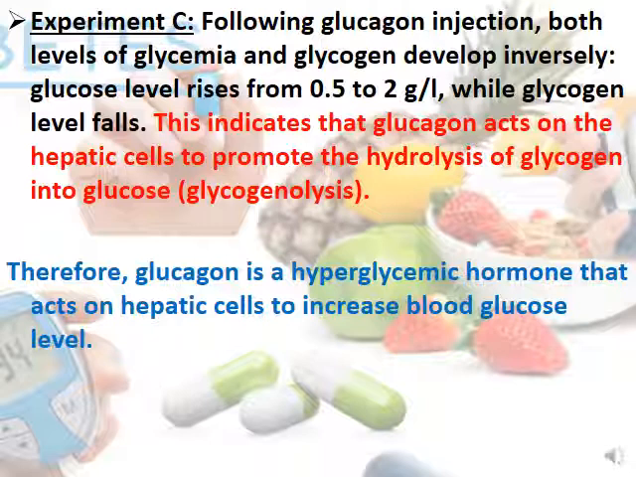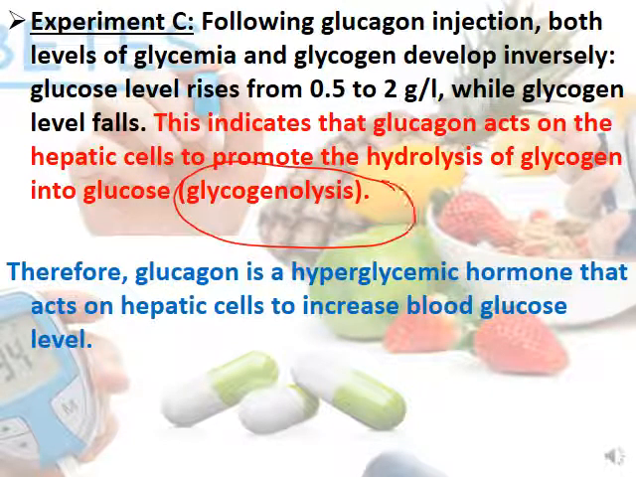per liter. In experiment C, following glucagon injection, the levels of glycemia and glycogen develop inversely. The glucose level rises from 0.5 to 2 grams per liter, while the glycogen level continues to fall. This indicates that glucagon acts on the hepatic cell to promote the hydrolysis of glycogen into glucose by a reaction called glycogenolysis. So therefore, glucagon is a hyperglycemic hormone that acts on the hepatic cell to increase the blood glucose level.